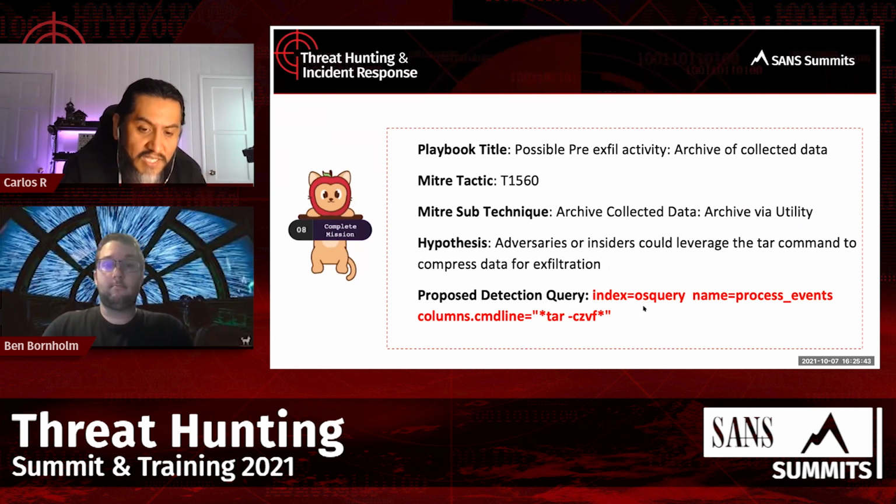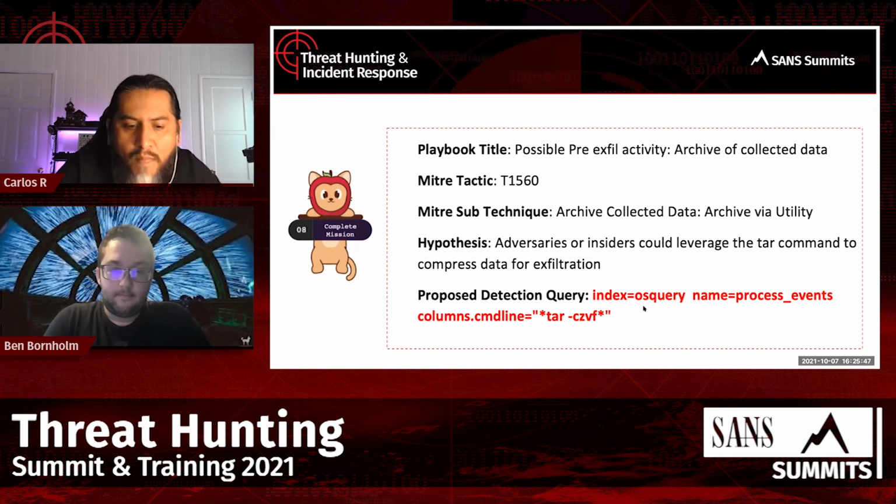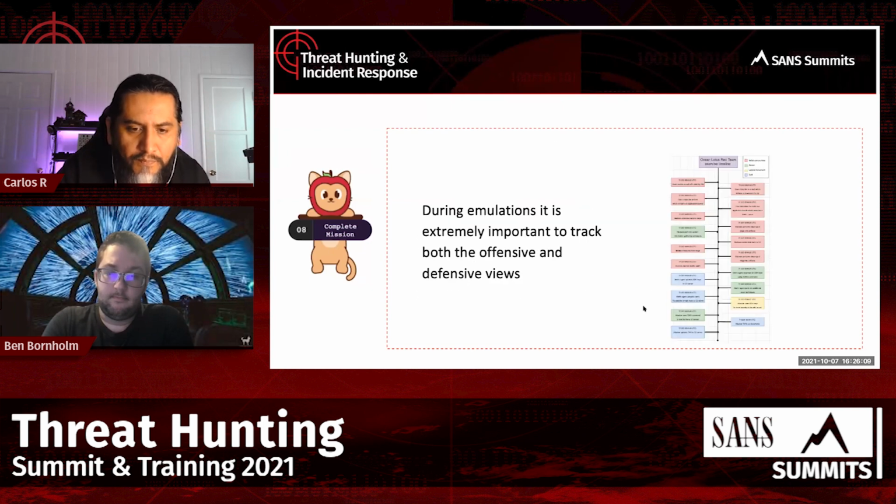So our hypothesis is that adversaries or insiders could leverage the tar command to compress data for exfiltration. So we use osquery, we look at the process events, and then we look for the tar command and those arguments. Now, here's where it's important. Many of the arguments could be in a different order, so it's very important you're aware of the order of the arguments, and sometimes you need to do some regex-type queries to accommodate the different variations of arguments on commands.